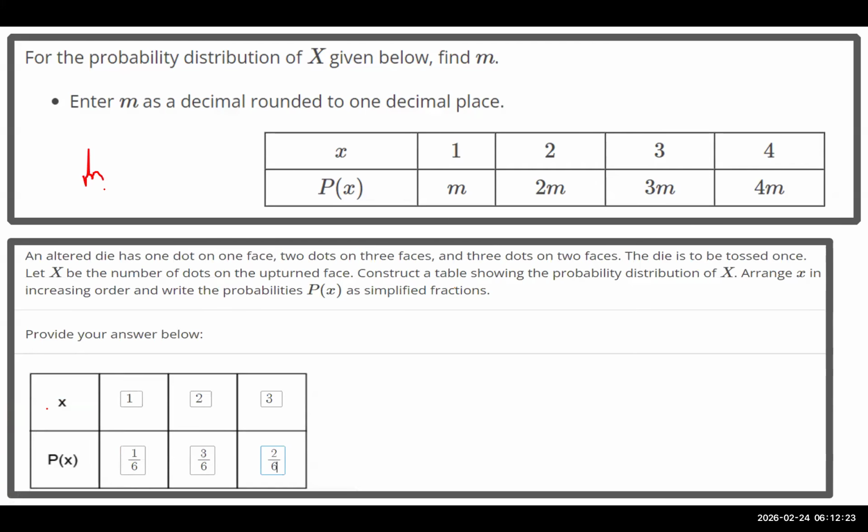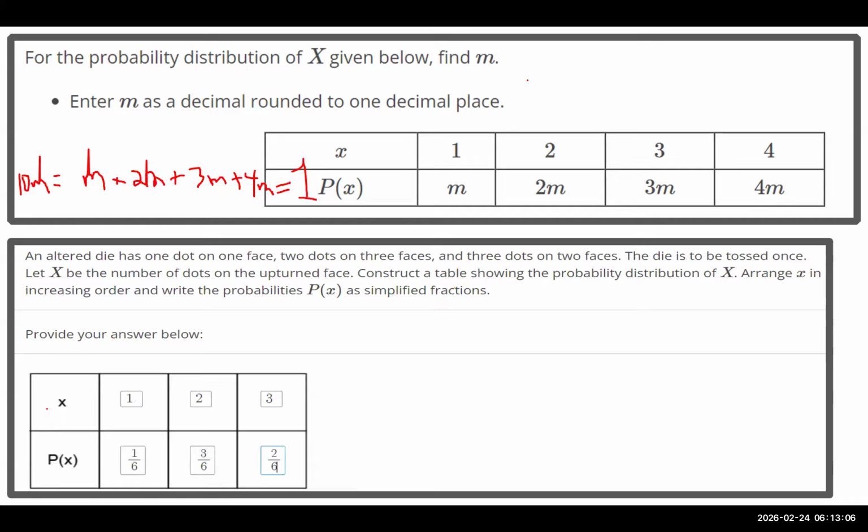So it's m plus 2m plus 3m plus 4m. So it's a total of 1, 2, 3, 4, 5, 6, 7, 8, 9, 10m. I'm going to do it on this side. If you add up all the m's, you end up with 10m, and they should all be equal to 1.